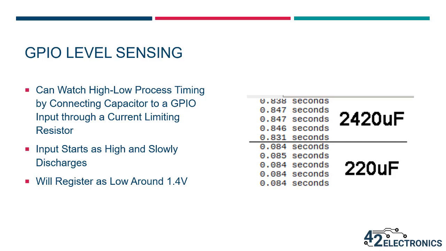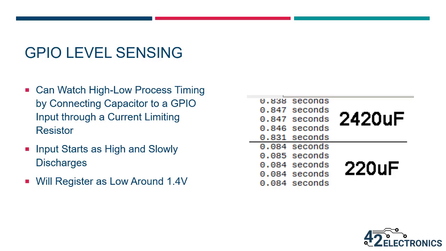Before we move on to the activities, let's have a brief discussion about GPIO level sensing, as this will come in handy during the activities for this lesson. As you've seen throughout various projects, GPIO inputs are usually high or low to trigger different events in a program. Sometimes there are voltages that are slowly transitioning from high to low, like a capacitor going from charged to discharged. Connecting this capacitor to a GPIO input through a current limiting resistor will allow you to watch how slowly this high to low process occurs.